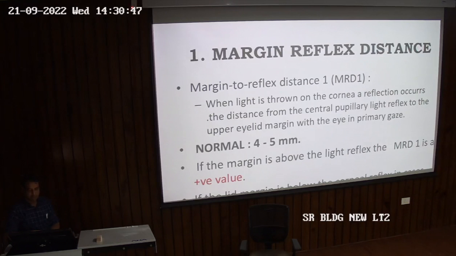Normally it is 4 to 5 millimeter. If the margin is above the light reflex, MRD1 has a positive value. Sometimes the ptosis is so severe that it will cover the light reflex also. In that case, the MRD value will be negative.